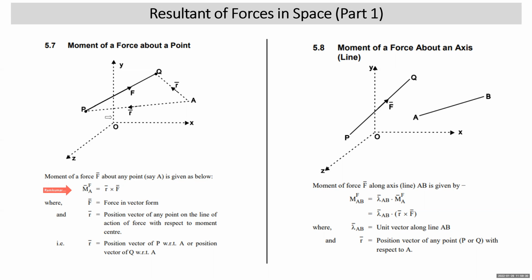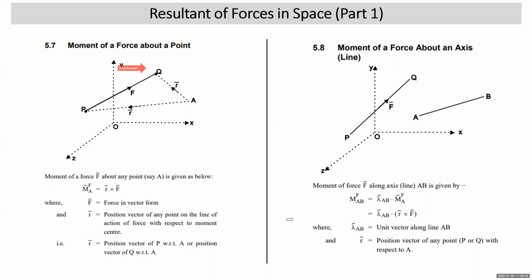F bar is the force in vectorial form, which we know how to write. R bar is the position vector of any point on the line of action of the force with respect to the moment center. What is R bar? Position vector of any point on the line of action of the force with respect to the moment center. So here R bar can be the position vector of P with respect to A, or the position vector of Q with respect to A.